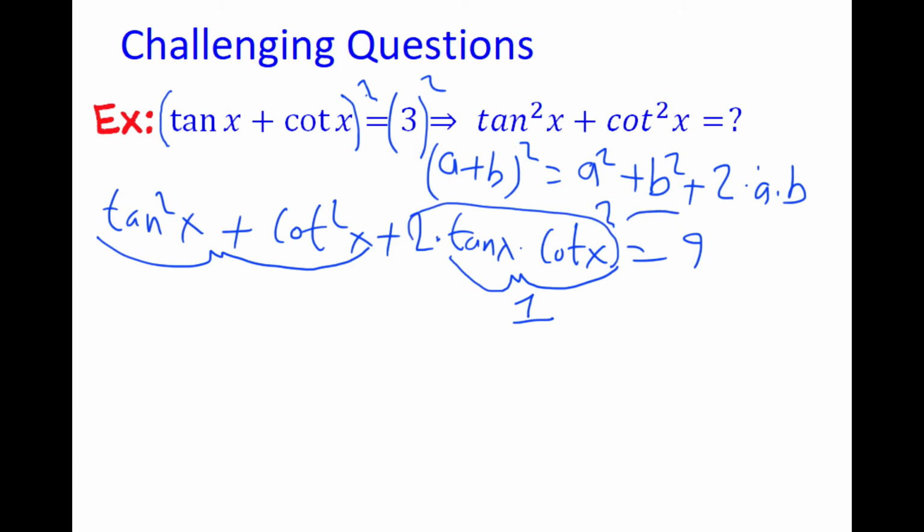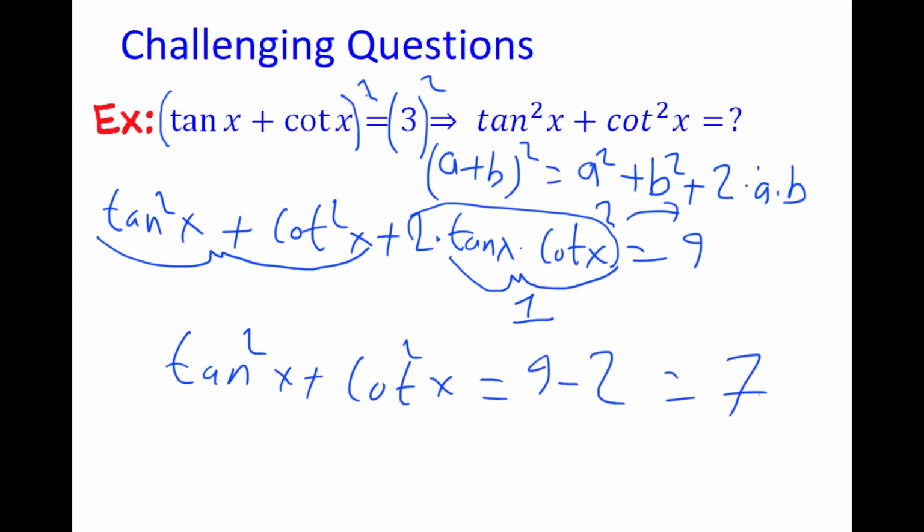And if you send this 2 to the right side, we have tangent square x plus cotangent square x, and we have 9 minus 2, guys, which is 7. On the left it was positive 2. If you send it to the right side, it's negative 2, so it's 9 minus 2.